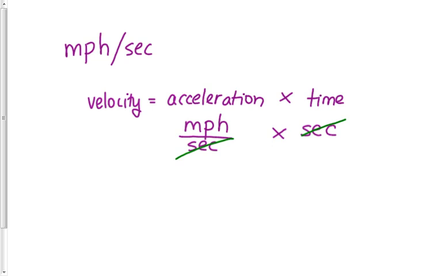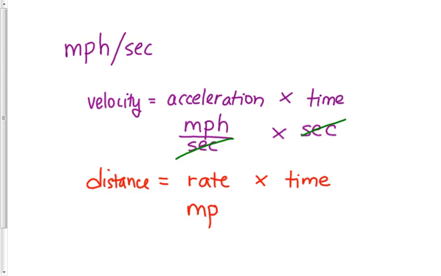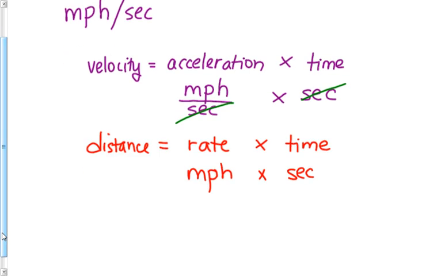Well, now I'm looking for distance. And distance is rate times time. Well, our rate is velocity, and velocity is miles per hour, and the time is seconds. So now we're back to miles per hour per second, right?